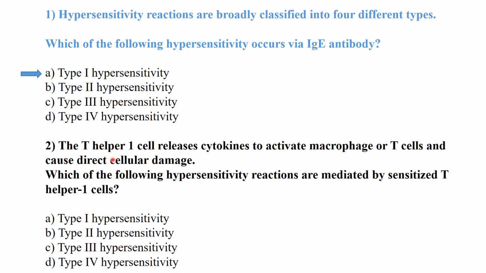The T helper 1 cell releases cytokines to activate macrophages or T cells and cause direct cellular damage. Which of the following hypersensitivity reactions are mediated by sensitized T helper 1 cells? So it is type 4 hypersensitivity that is mediated by the sensitized T helper 1 cells.